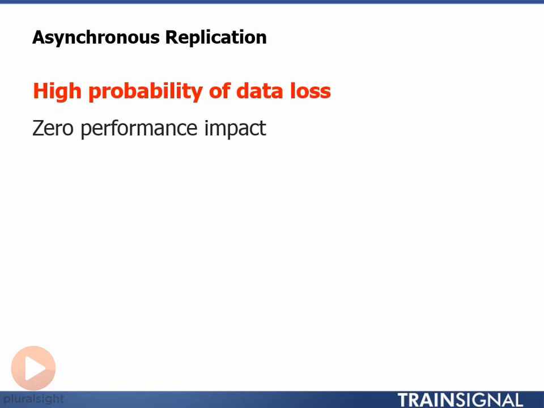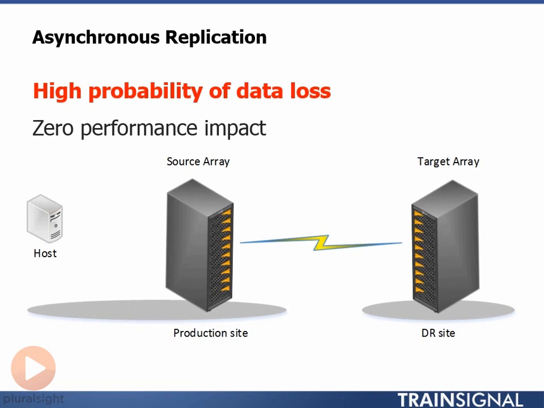Let's take a look at how async replication works. We'll go with the same setup that we had for our synchronous example, a single host and storage array at our production site and a remote disaster recovery site with a replication link between the two. Now let's have our host issue that write to the source array at our production site again. This time though, we get an immediate ACK back from the storage array. None of this hanging around for data to be sent back and forth to the target array over our replication link.